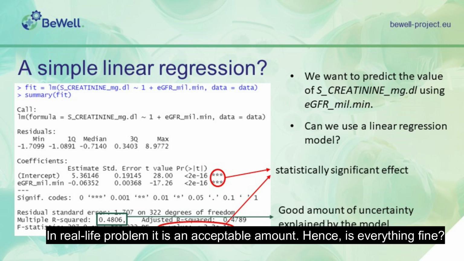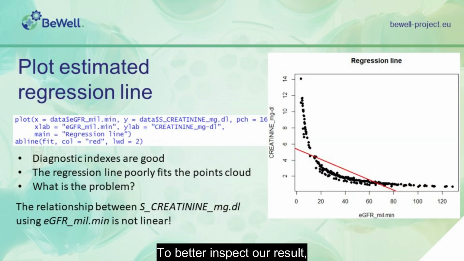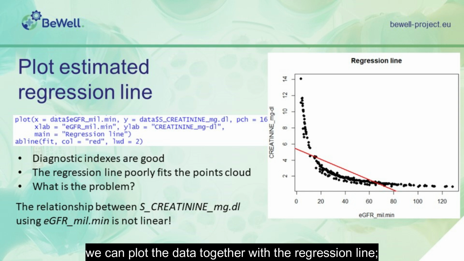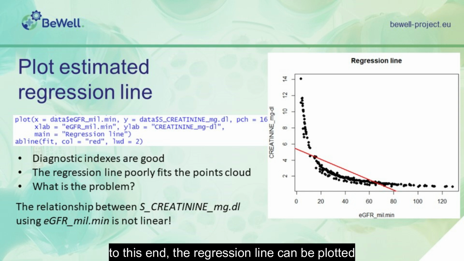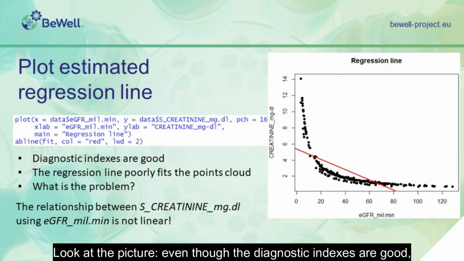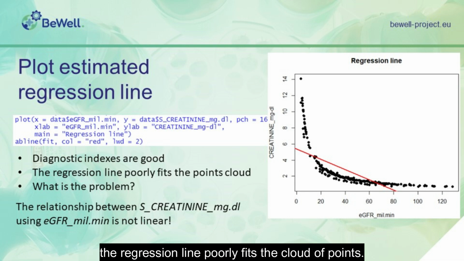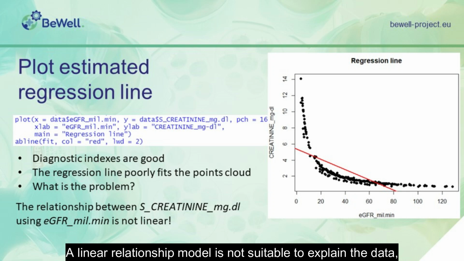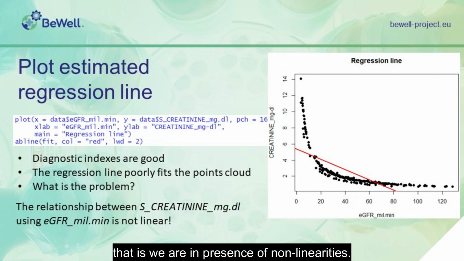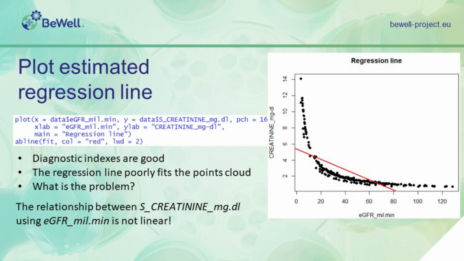Hence, is everything fine? To better inspect our result, we can plot the data together with the regression line. To this end, the regression line can be plotted with the abline function using the fit object as input. Look at the picture. Even though the diagnostic indexes are good, the regression line poorly fits the cloud of points. A linear relationship model is not suitable to explain the data, that is, we are in presence of nonlinearities.